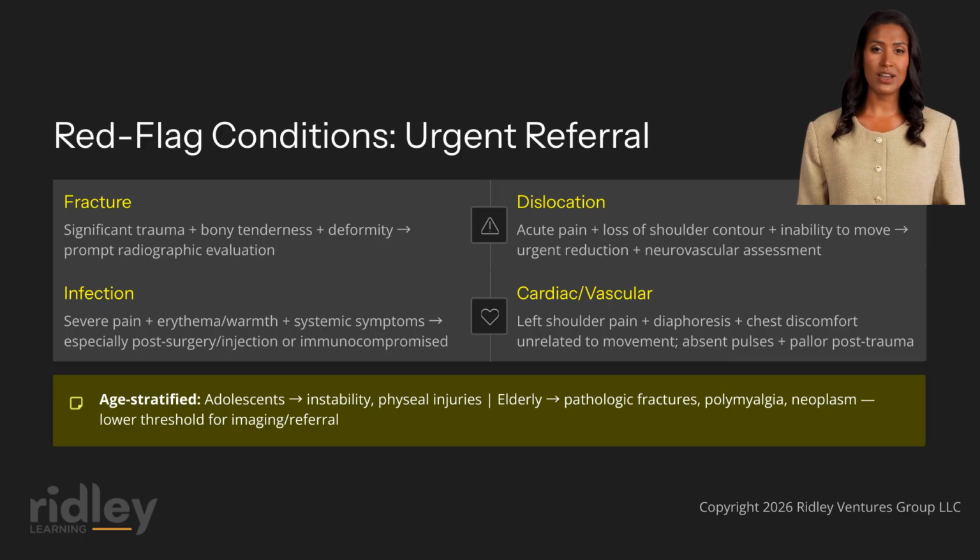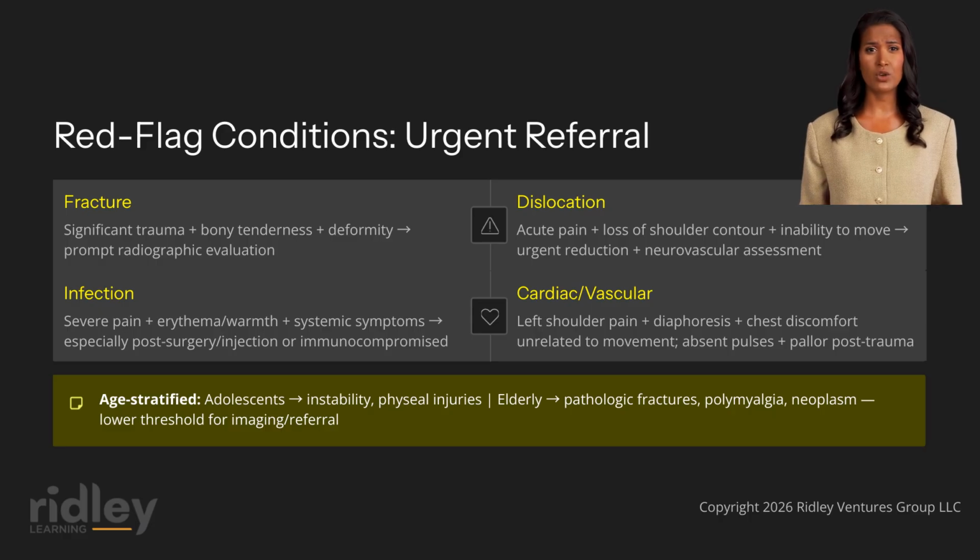The 2025 JOSPT guideline requires systematic screening for 7 red flag conditions in all patients presenting with shoulder pain, regardless of age or chronicity. Fracture should be suspected with a history of significant trauma, localized bony tenderness, visible deformity, and marked limitation of both active and passive range of motion, with the American College of Radiology appropriateness criteria recommending prompt radiographic evaluation. Glenohumeral dislocation, most commonly anterior, presents with acute pain, loss of shoulder contour, and inability to move the arm, requiring urgent reduction with neurovascular assessment.